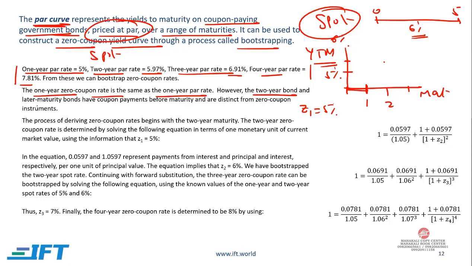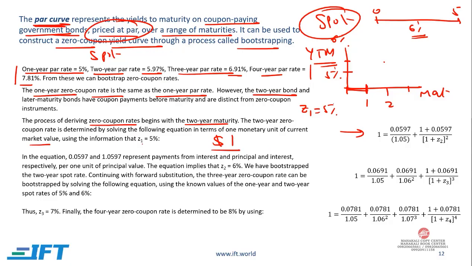The 2-year bond and later maturity bonds, for them, the par rate will be different from the spot rate. And that's what we need to calculate. So first of all, let's come up with the 2-year spot rate. The process of deriving zero coupon rates begins with the 2-year maturity. The 2-year zero coupon bond is determined by solving this equation in terms of one monetary unit of currency. So let's say we are working with $1. The market value is 1.